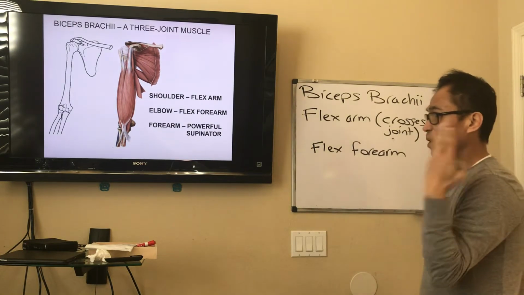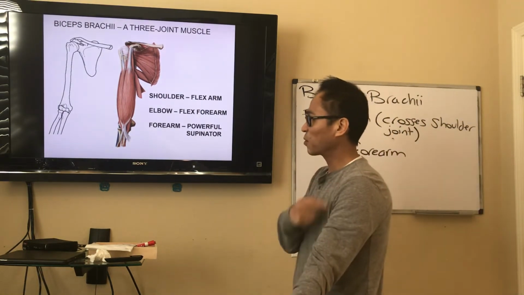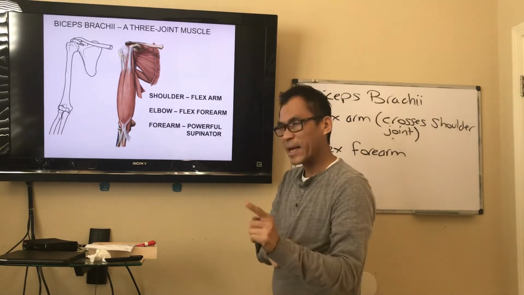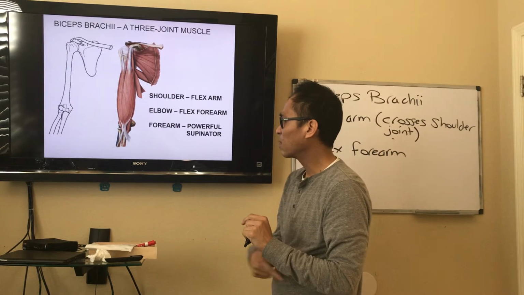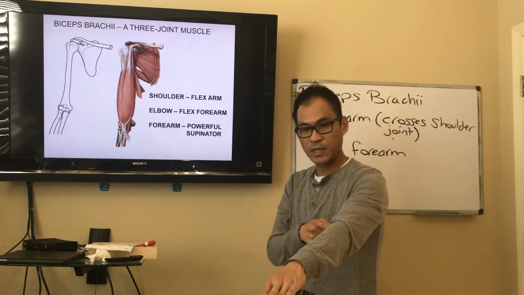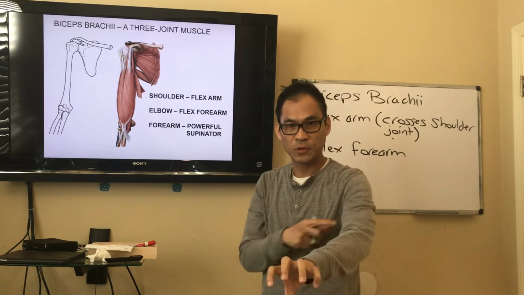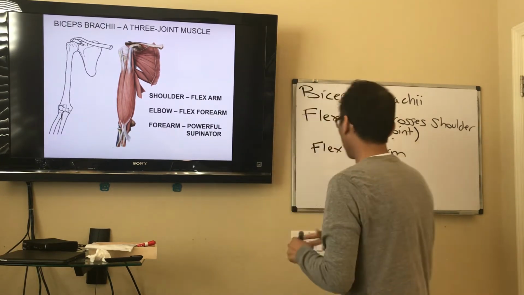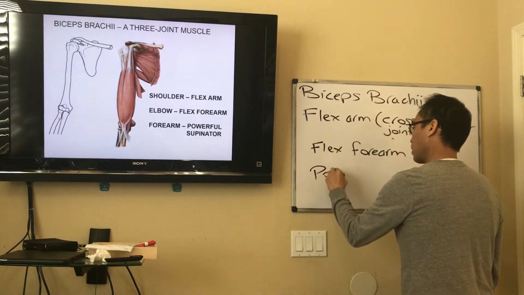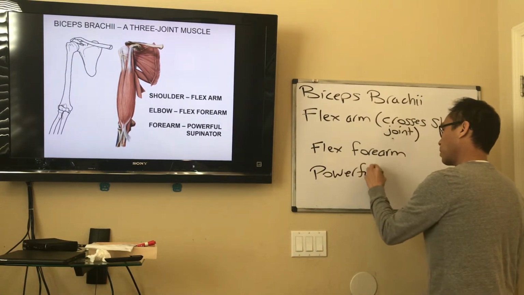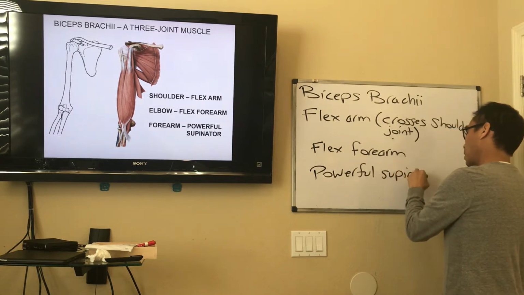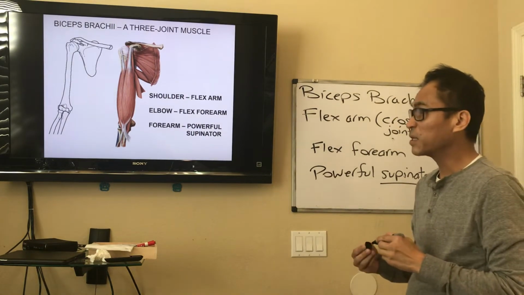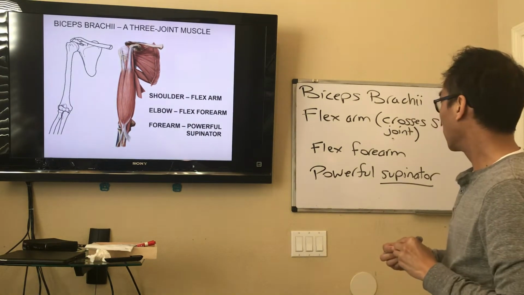So the elbow is a hinge joint. That's another joint, shoulder, elbow. But also you got those radial ulnar joints that we talked about, because it's a powerful supinator. So when you turn a doorknob, you can feel your biceps contract. So it's a powerful supinator. It supinates. Doesn't pronate, it supinates. Okay.